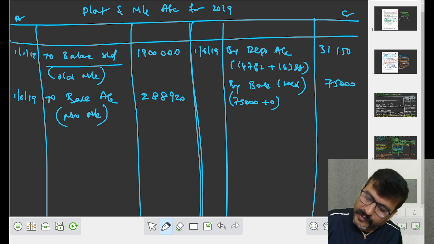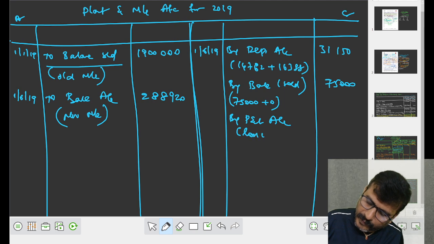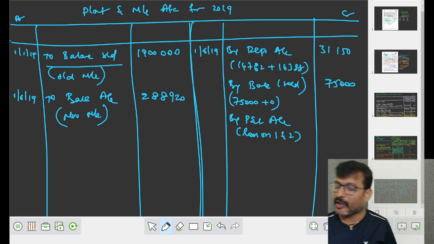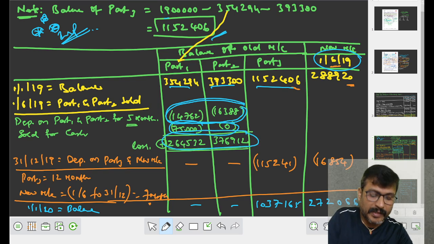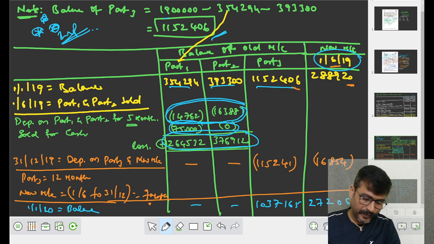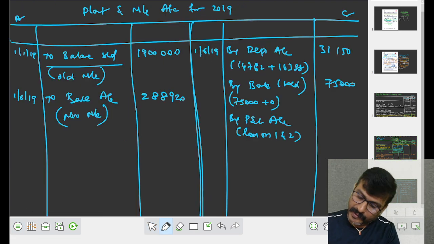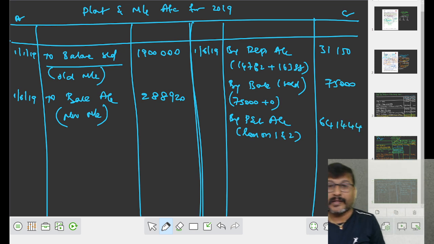Sold is 75,000. There is a loss, right? By profit and loss account, loss on 1 and 2. Add both the losses. Both the losses come to rupees, how much? You add once by using calci. 2,64,532 plus 3,76,912. It comes to rupees 6,41,444. I hope you got it, my dear student.